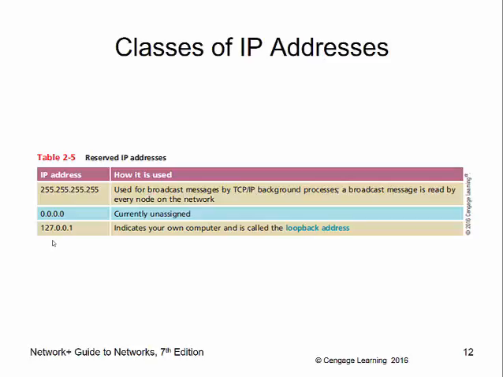However, the designers of the IP version 4 protocol decided that we needed an address to refer to the computer itself. It's like looking in a mirror, right? And it's called a loopback address. So basically, they threw out the entire 127 network range and said, okay, 127.0.0.1 always refers to your own computer. Right? And that is indeed called a loopback.